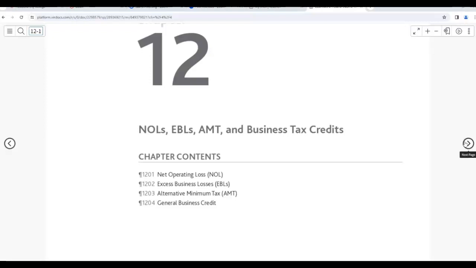AMT normally will be calculated by your software. You don't do a manual calculation for AMT. It's not that much fun to do that. But we will look at an example of AMT calculation in your book to get the idea of how to do this.